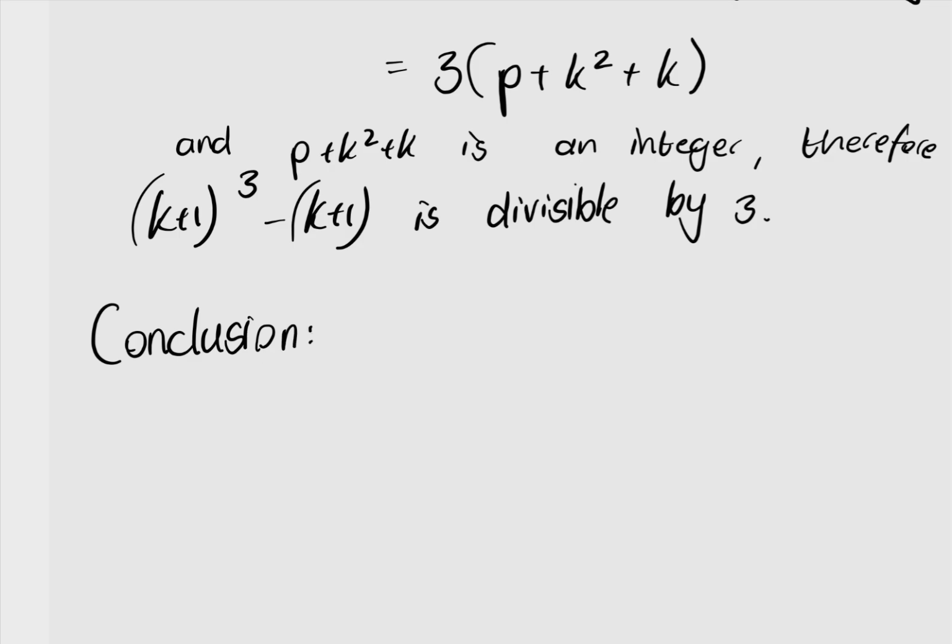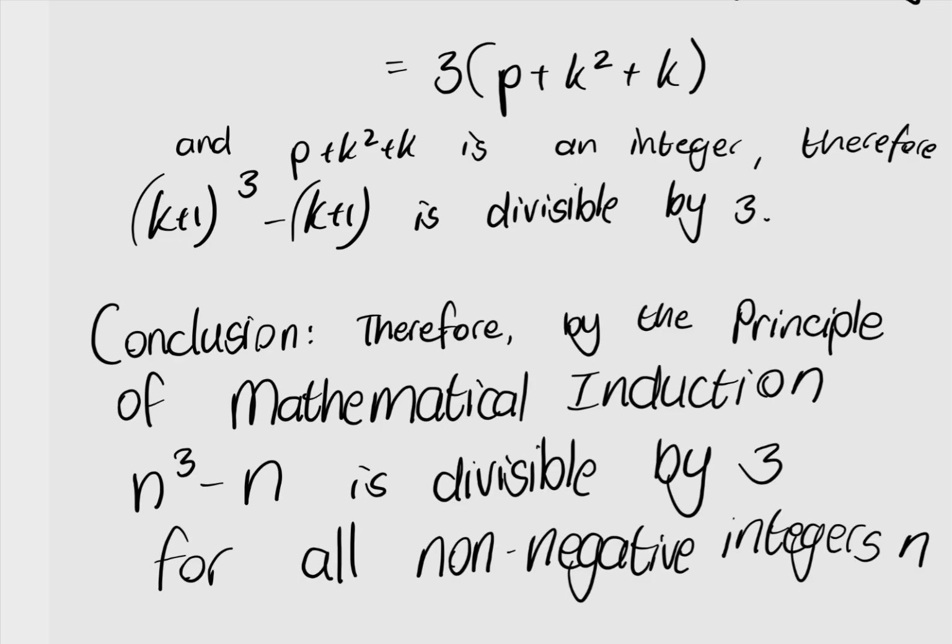Conclusion. What was the original question? Oh yes, n to the power of 3 minus n is... maybe actually you should write the full thing and say, therefore, by the principle, actually let me write it out there now. Therefore, by the principle of mathematical induction, n to the power of 3 minus n is divisible by 3 for all non-negative integers n.